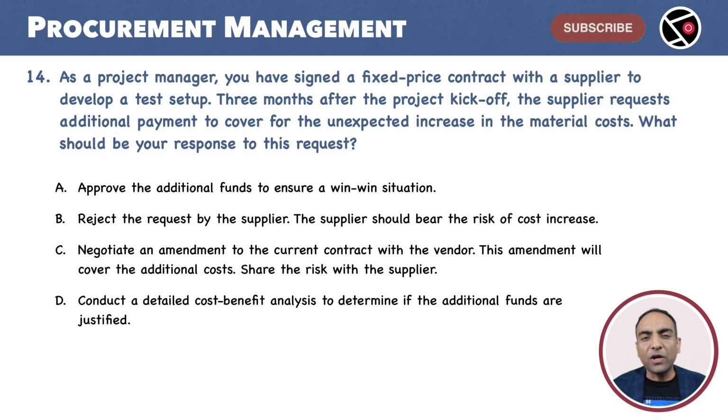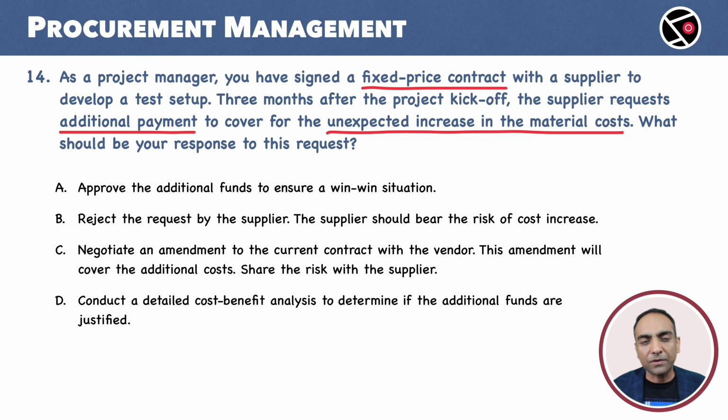As a project manager, you have signed a fixed price contract with the supplier to develop a test setup. 3 months after the project kickoff, the supplier requests additional payment to cover for unexpected increase in the material cost. What should be your response to this request? We have a fixed price contract, and the supplier is seeking additional payment to cover unexpected increase in costs. How should we respond? It is a fixed price contract.